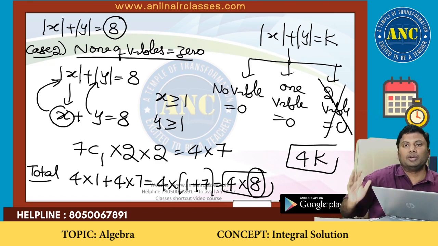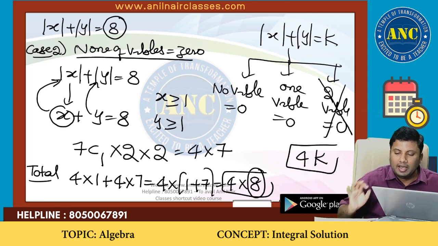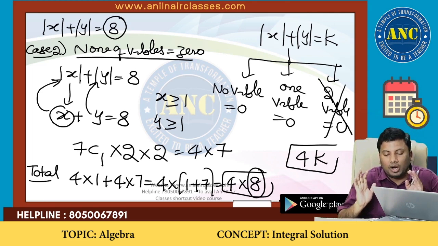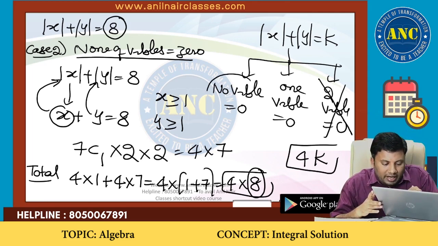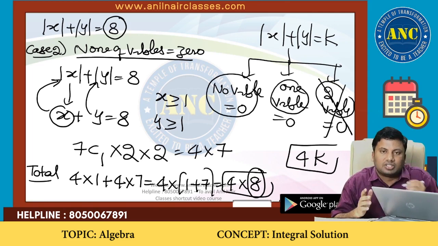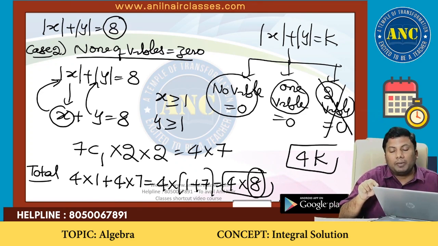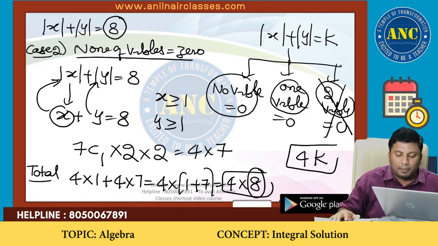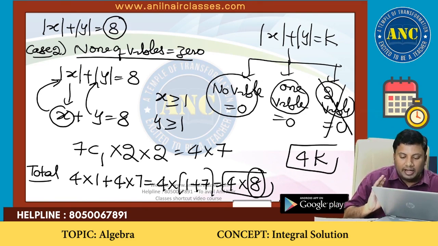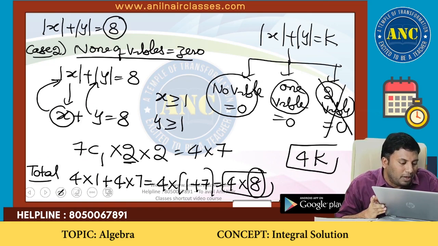Again, I am explaining for the second time. Mod x plus mod y equivalent to k. If 2 variables modulus it is k, no variable is 0, or 1 variable is 0, or 2 variables 0. 2 variables 0 cannot be possible because the right hand side is a positive value. 1 variable 0, that is case 1. No variable 0, that is case 2. Why did I get 2 cases? Modulus answer came out to be positive.